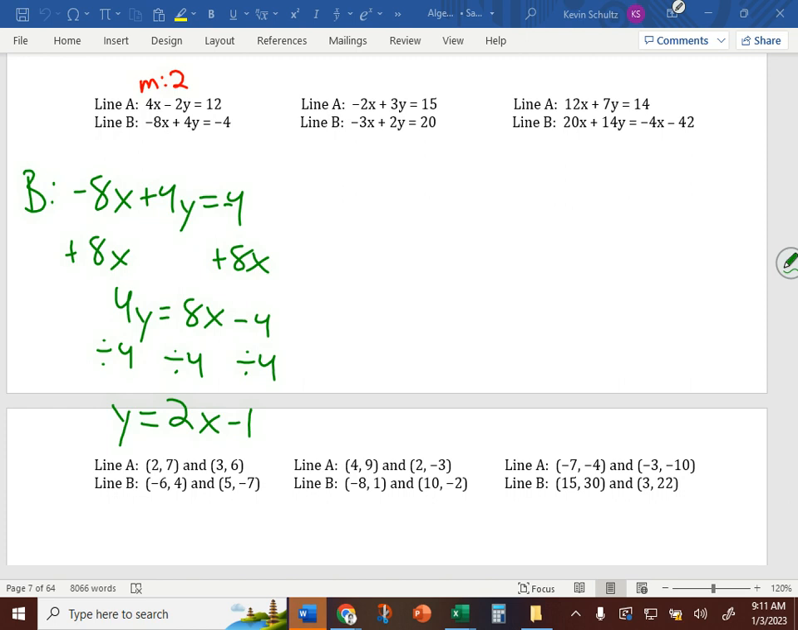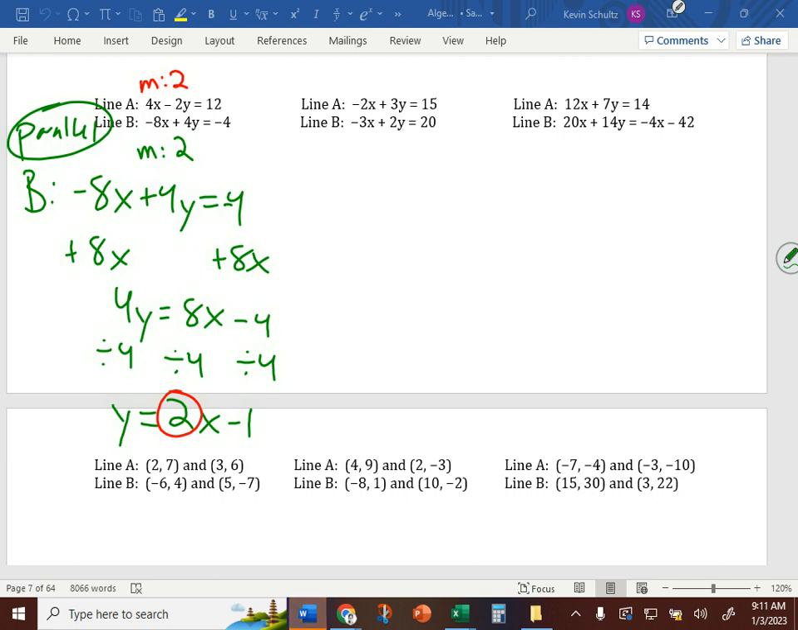The y-intercept is a negative 1, but we don't really care about that because in order to look for parallelism or perpendicularity, all we care about is the slope. The slope of the second one is 2. The slope of the first one is 2. So what's the relationship? Parallel. They have the same slope.